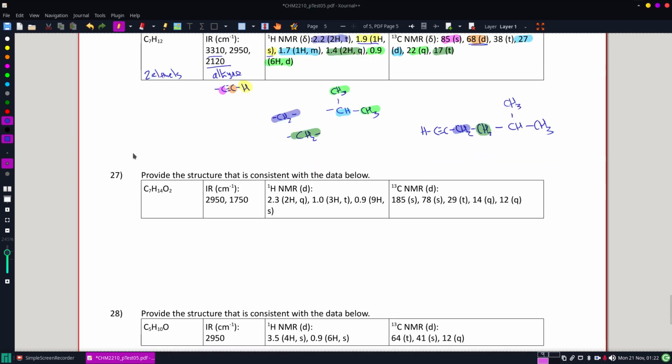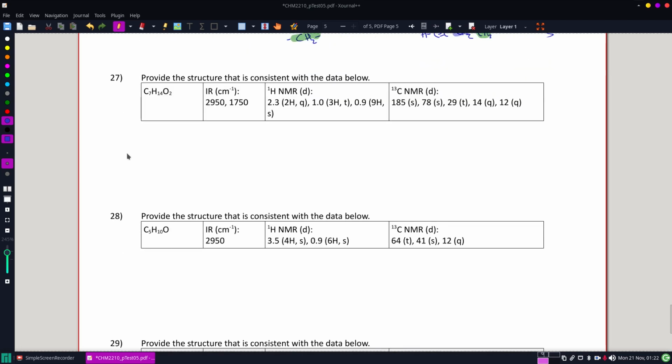Alright. 27 then. C7H14O2, that is going to have one element of unsaturation. Ester is likely. It's got the two oxygens, 1750, and a singlet up there confirms a carbonyl with no hydrogens. So that would fit here. And I don't see anything else that's really saying no, that's not it. Alright, but that only takes care of the one carbon and both the oxygens. I still have 6 carbons and 14 hydrogens to take care of.